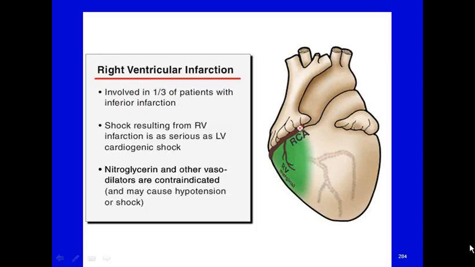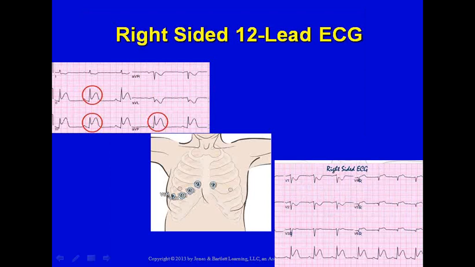Okay? So right ventricular MI is involved here, they say, in about a third of the patients. Shock resulting from right ventricular infarction is just as serious as left ventricular cardiogenic shock. And then nitroglycerin and vasodilators make this worse. In order to determine that, you do a right 12 lead. You pick those leads up from the left side, you move them over to the right side, and you run your 12 lead ECG and clearly write on there right-sided ECG.